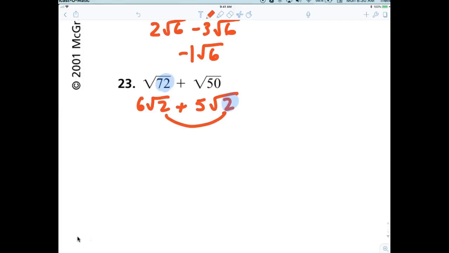All right, so your final answer is 11 radical 2. 11 radical 2. All right, is everybody good? All right, let's keep going.